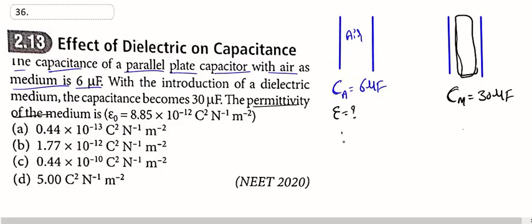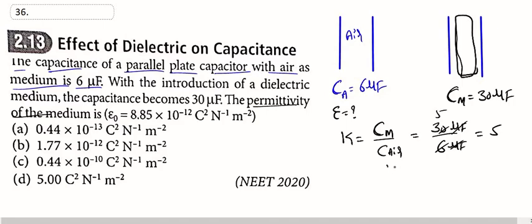So we know that the dielectric constant is equal to the capacitance of the medium divided by the capacitance of air. That is 30 microfarad divided by 6 microfarad. The microfarad cancels, 6 ones are 6, 6 fives are 30, so the dielectric constant is equal to 5. The dielectric constant is equal to epsilon divided by epsilon naught.